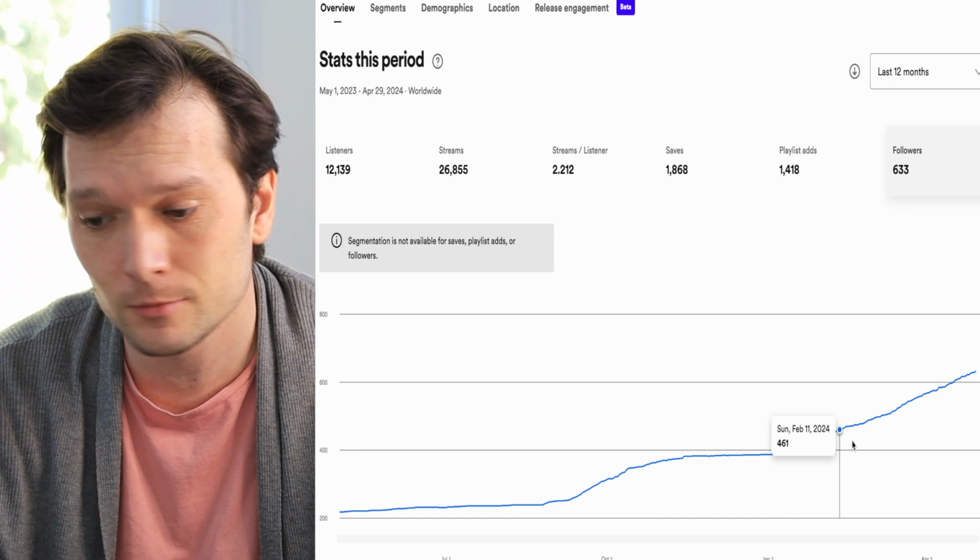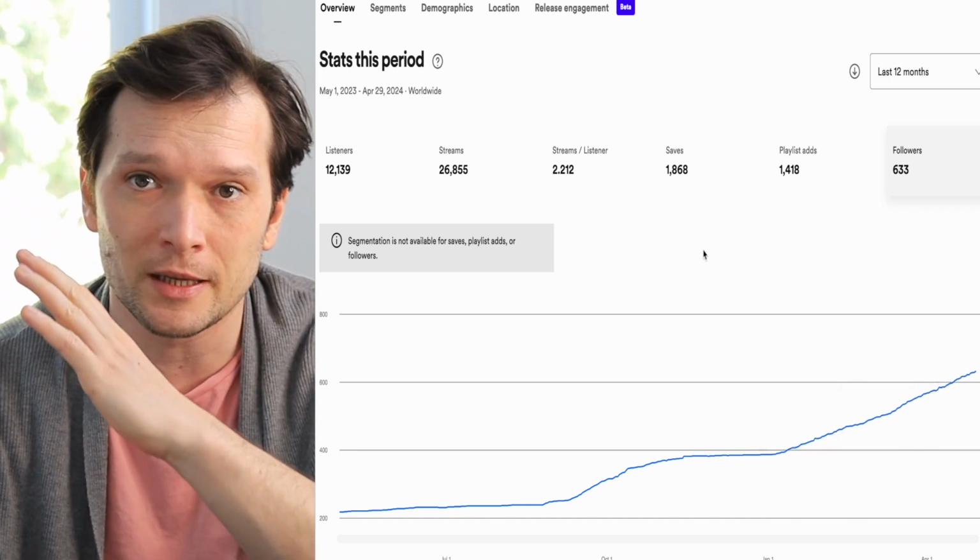Again, the growth slows down, we start running it again, it goes up like this. That's very, very typical of a campaign like this. Like I said, it's slow, but it's consistent.